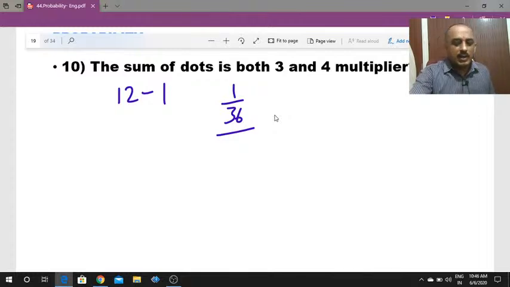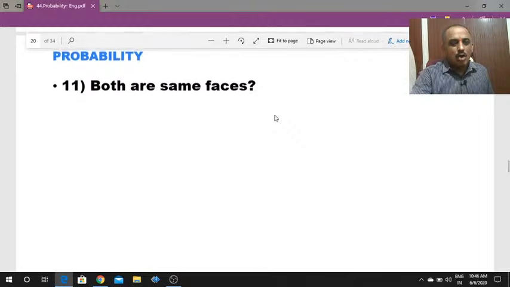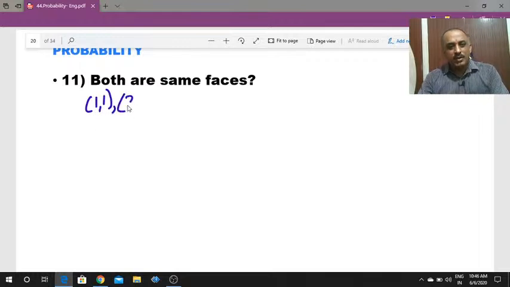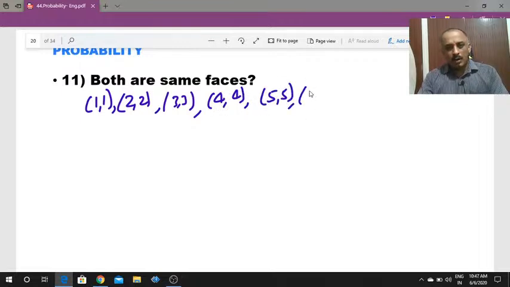1 by 36. Now both are same faces. If a person throws 2 dice, both are same faces. How many possible outcomes are there? Both are same faces means first die 1 dot, second die 1 dot, or 2 2, or 3 3, or 4 4, or 5 5, or 6 6.